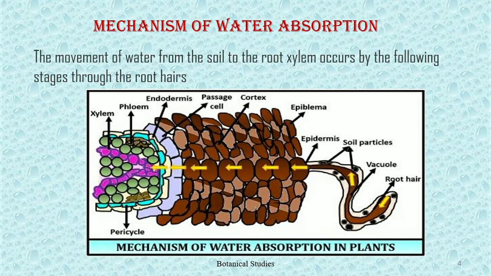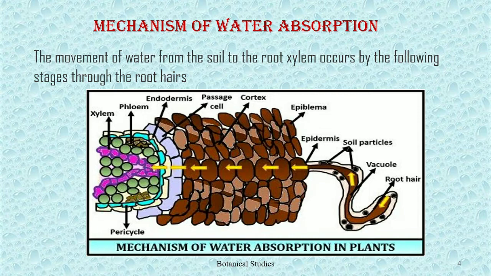Mechanism of water absorption. The movement of water from the soil to the root xylem occurs by the following stages through the root hairs. In the first step, there is an absorption of water by the root hairs of the plant through the process of osmosis. The soil has a higher water concentration than the cell sap. Therefore, water will move from the higher concentration to the lower concentration following the process of osmosis through the cytoplasmic membrane of the root hairs.